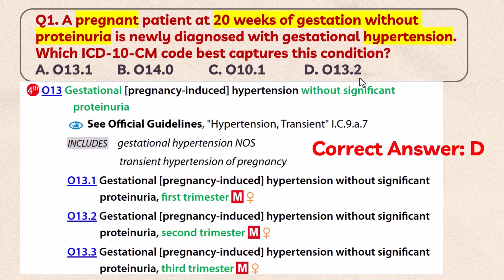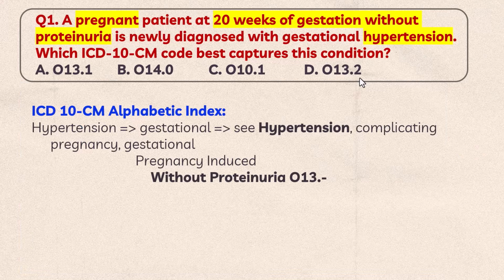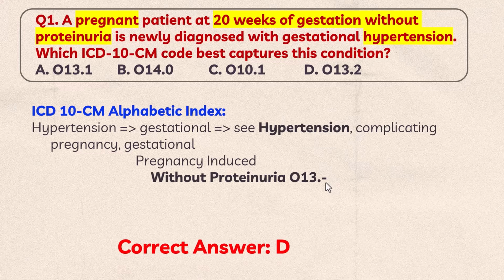If you are using the ICD-10-CM alphabetic index to find the answer, you have to go to the alphabetic index, you have to go to the hypertension, gestational. It will lead you to the C, hypertension complicating pregnancy. So there you have to go pregnancy-induced hypertension without proteinuria. It will lead you to the O13 code series. Again, you have to go back to the tabular list and confirm the answer. So once you confirm the answer, the correct answer will be answer D.